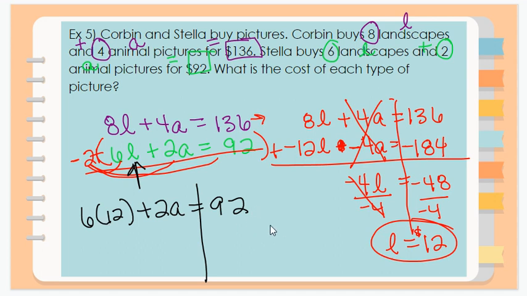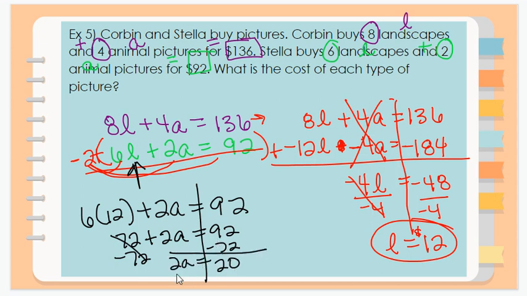So 6 times 12 is 72. Bring down the plus 2A equals 92. Subtract 72. So 2A equals 20. Divide by 2. And we get A equals 20 divided by 2 is 10. So now we have our solution. We would want to write a complete sentence for it. And our question was, what's the cost of each type of picture?